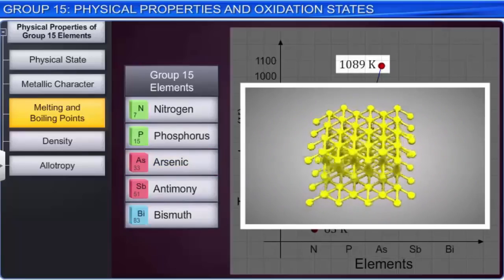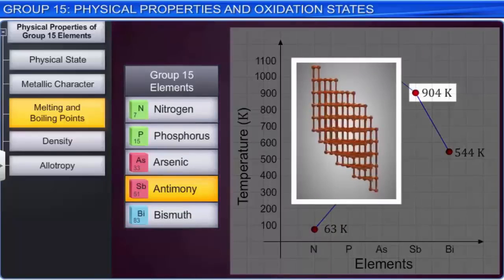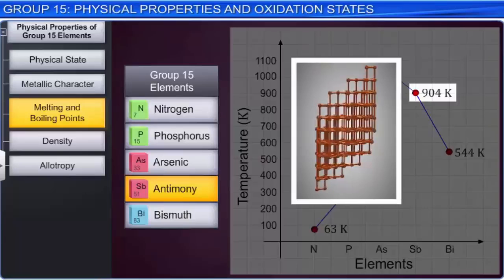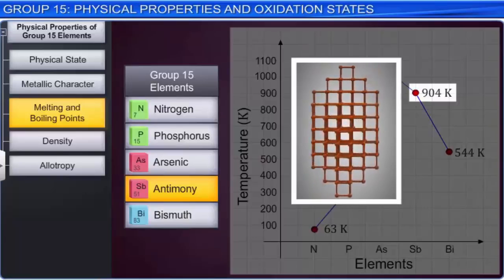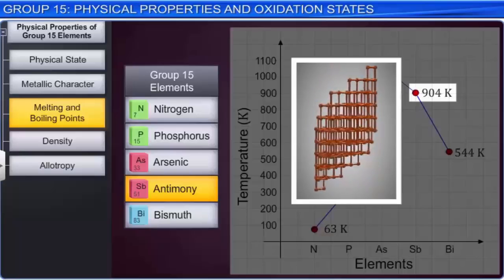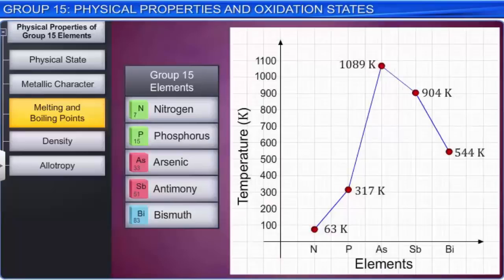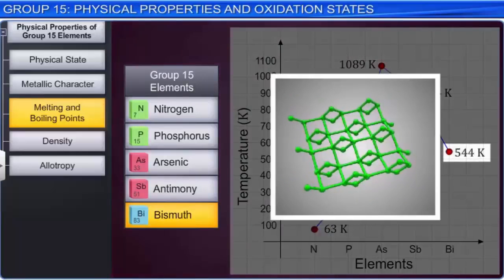However, although the atomic size increases from arsenic to antimony, there is a decrease in their melting points. Although antimony has a layered structure, it has a lower melting point than arsenic because of the relatively loose packing of atoms. Furthermore, the melting point of bismuth is less than antimony due to the loose packing of atoms by metallic bonding.